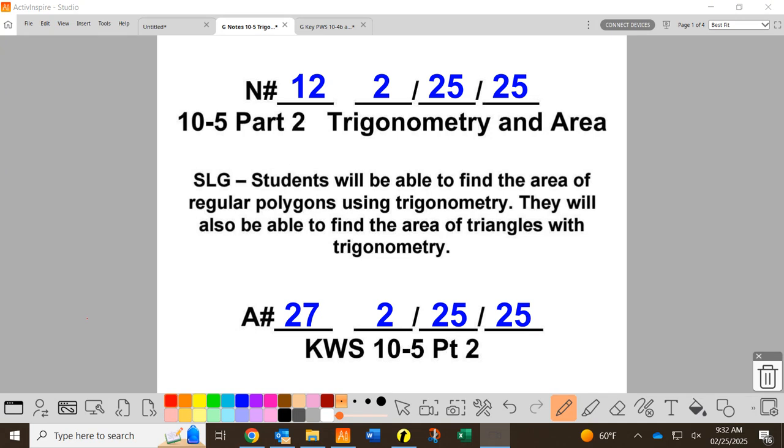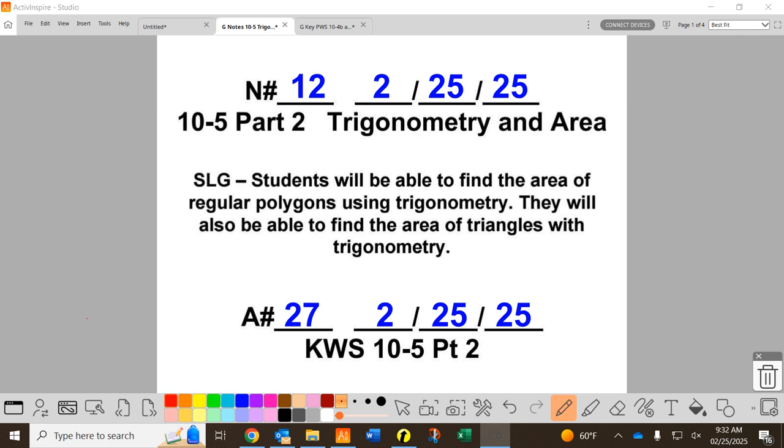It is formula based. It's very straightforward. Everything today is this one formula. So this is a 1-day section. There's not much to this, but it is almost always used on the EOC. As we get started, let's take a look.